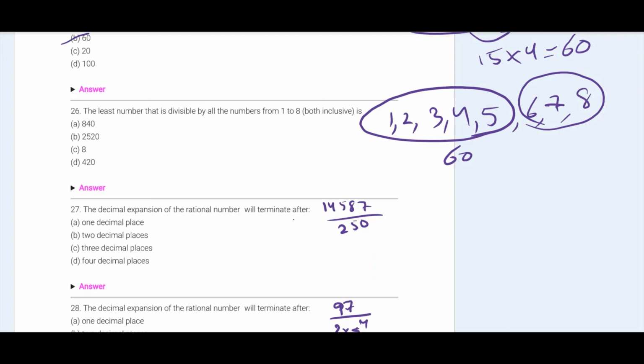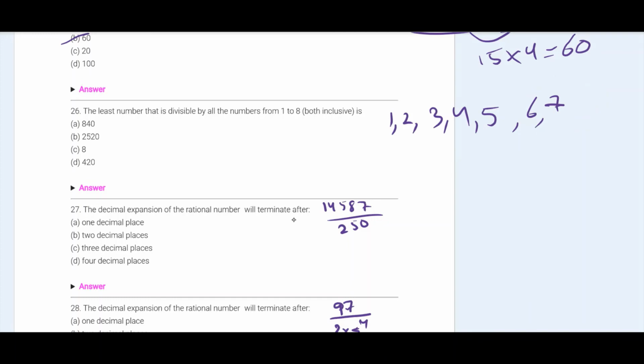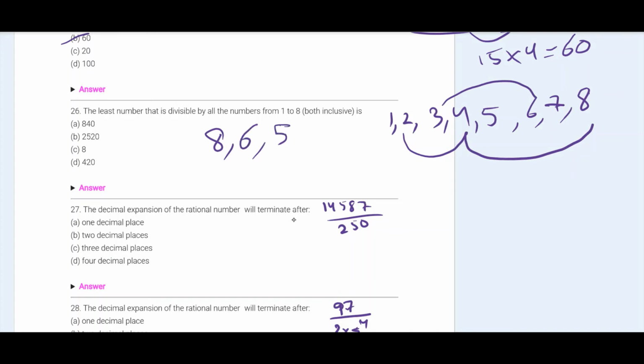Or I can do directly. 2, 4 and 8. If you observe, 8 is the LCM of 2, 4 and 8. So 8, comma. In 3 and 6, 6 is the LCM, and 5 and 7 are prime numbers. So write as usual. The LCM of 8 and 6 will be 24.